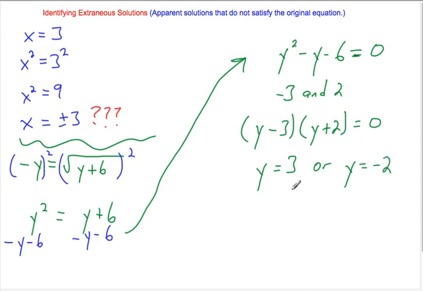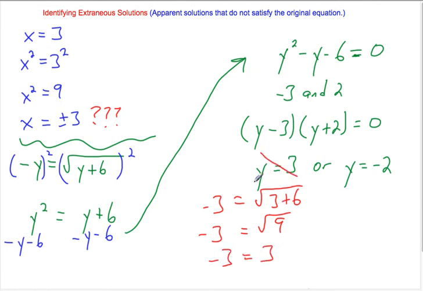Alright, so now we are going to plug in these values into the original to see if they work. So the first one I'll choose is 3, so negative y, so the negative 3 equals the square root of 3 plus 6. Negative 3 equals square root of 9. Now the square root of 9, remember this is the positive square root of 9, is 3, which does not equal negative 3. So this is an extraneous solution.